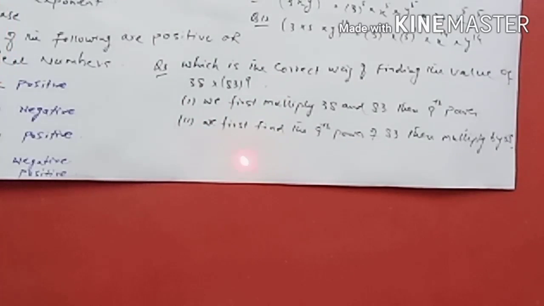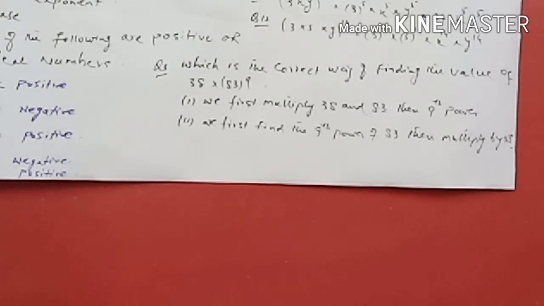That means we first find the 9th power of 83, multiplying 83 nine times, and then we multiply by 38. The second one is the correct answer.